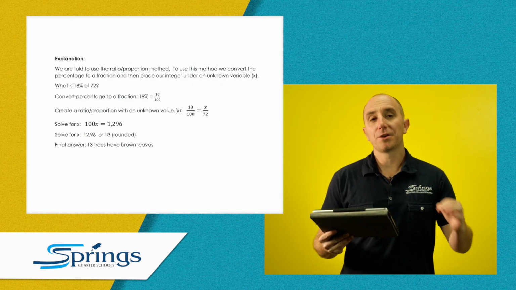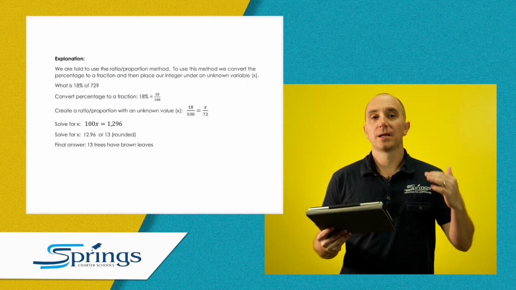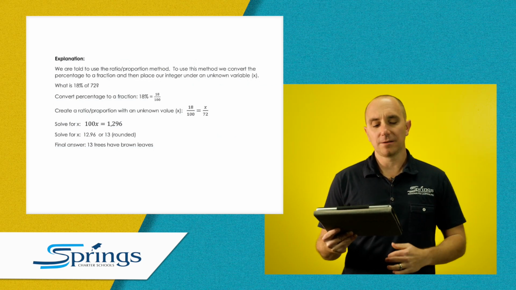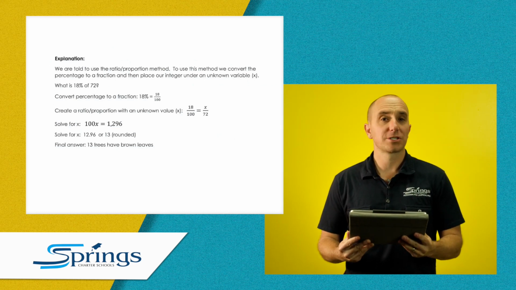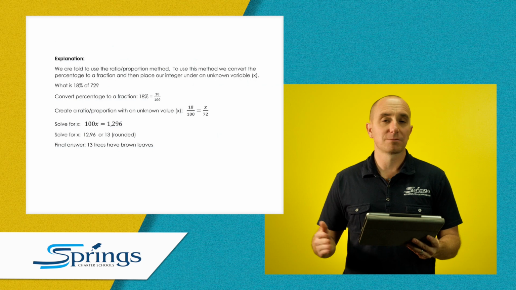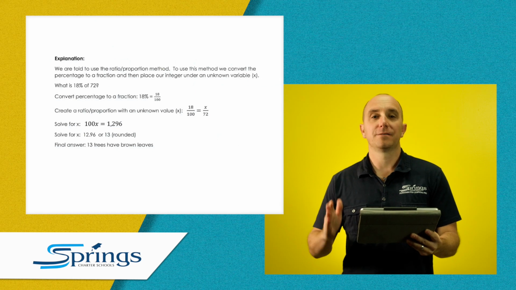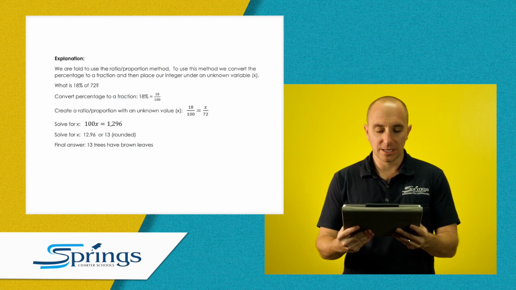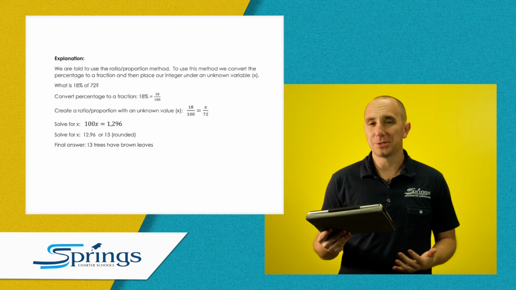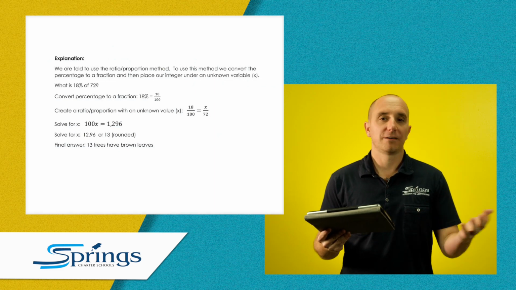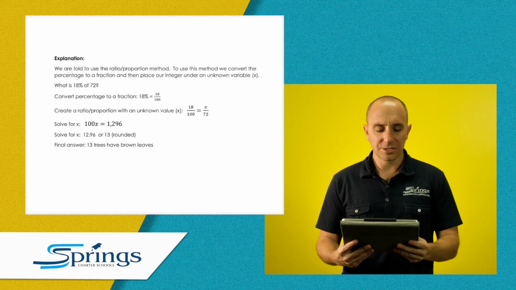Since 100x is really a multiplication problem, we're going to divide 100 out of both sides. Dividing 100 out of 100x leaves us x by itself, and then we have 1,296 divided by 100. Anytime you're dividing by 100, just like when multiplying by 100, you're just moving the decimal point. Since we're dividing, we move the decimal point over 2 spots, giving us 12.96. We're talking about trees, so you can't have 12.96 of them with brown leaves. You round it to 13, so 13 have brown leaves.